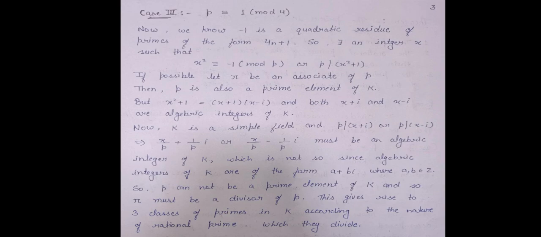That implies x/p + (1/p)i or x/p - (1/p)i must be an algebraic integer of K, which is not so, since algebraic integers of K are of the form a + bi, where a, b belong to Z. So p cannot be a prime element of K, and so π must be a divisor of p. This gives rise to three classes of primes in K according to the nature of rational primes which they divide.